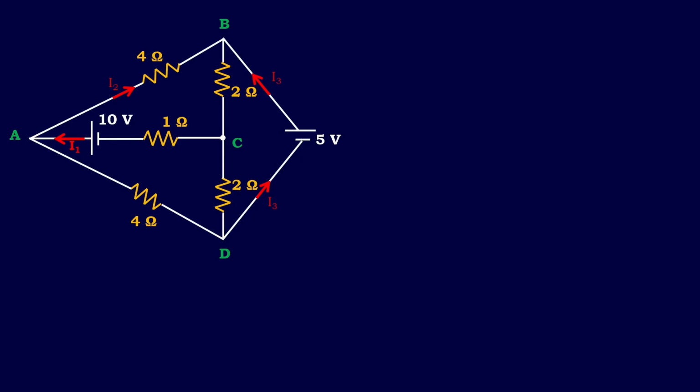Using these assumed directions, we will calculate the currents in all limbs using Kirchhoff's current law. If you are not confident with Kirchhoff's laws, I recommend watching my short 10-minute video on this channel that explains the laws clearly. Now let us apply KCL at node A.